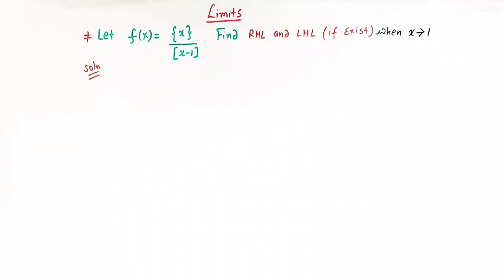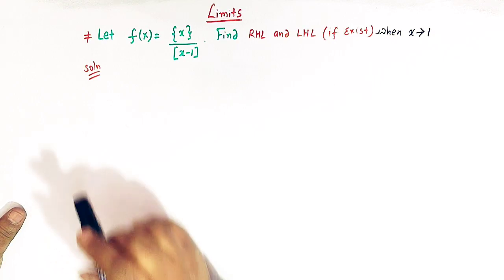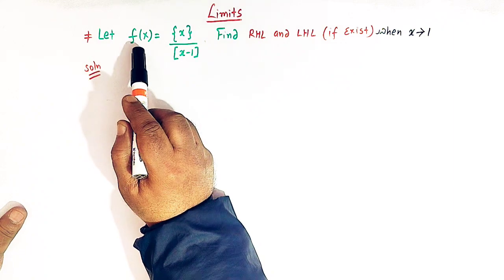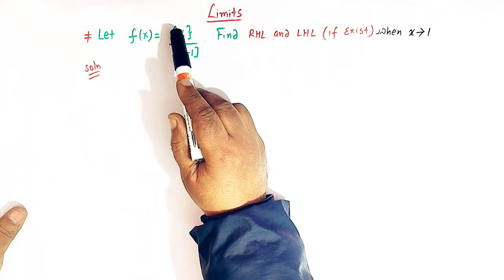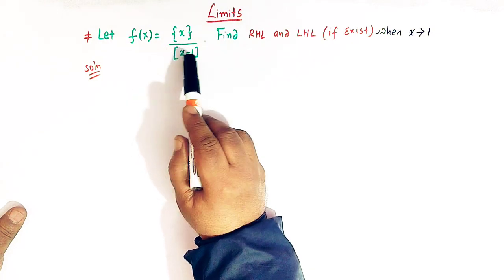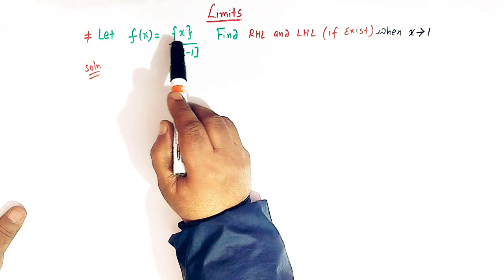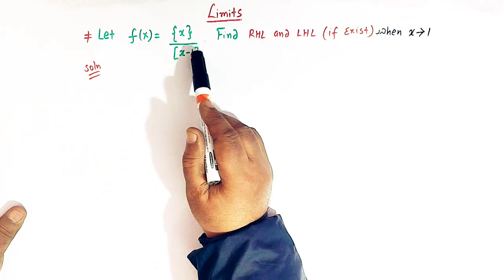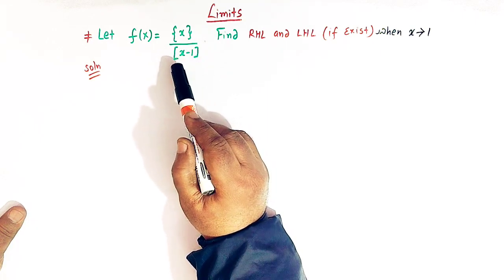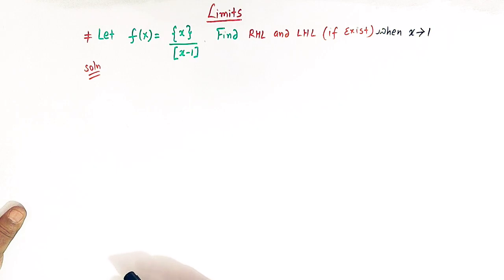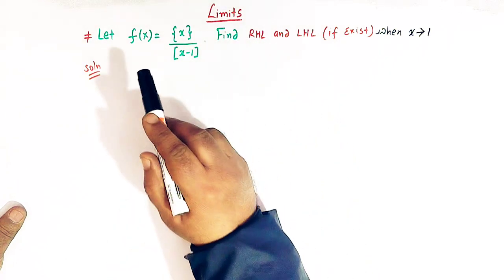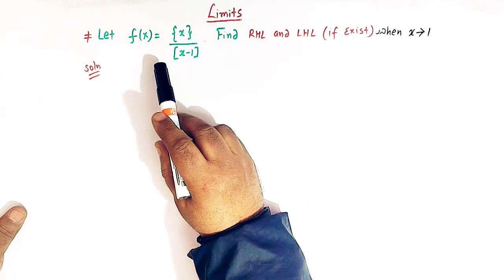Hello viewers, in today's session we are going to discuss one important problem from limits involving the fractional part function and greatest integer function. Here we are given a function f of x which is equal to fractional part of x divided by greatest integer of x minus 1. The curly brackets denote the fractional part function, and the square brackets denote the greatest integer function.